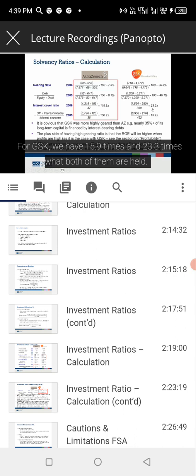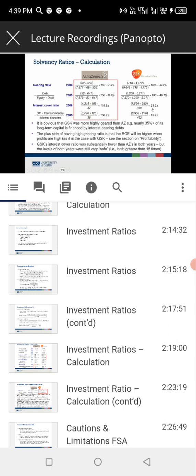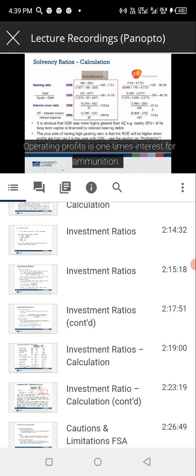Well, both of them are healthy. Is that okay? This simply means the operating profit is 15 times the interest obligation. So the company is comfortable. Is that all right? GSK is comfortable.